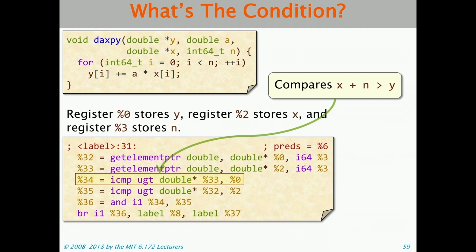Yeah. It compares y plus n versus x. Is y plus n greater than x? How about the last instruction before the branch?